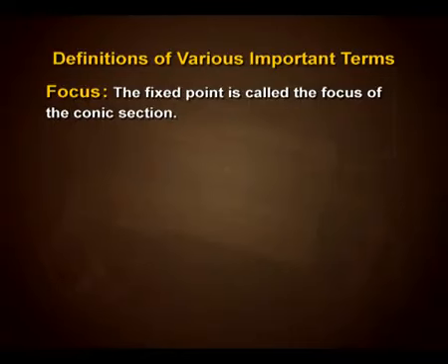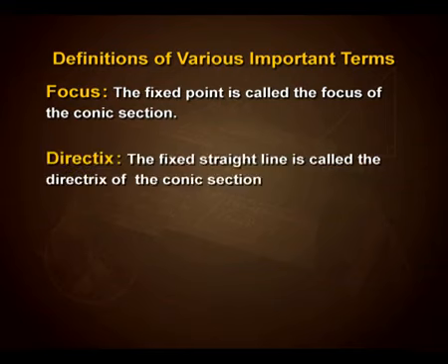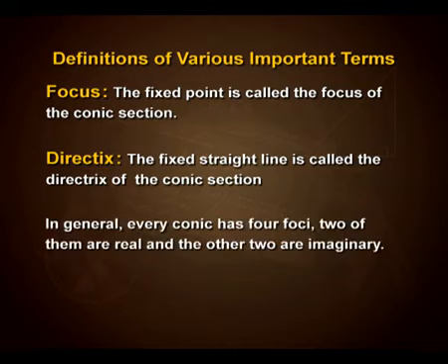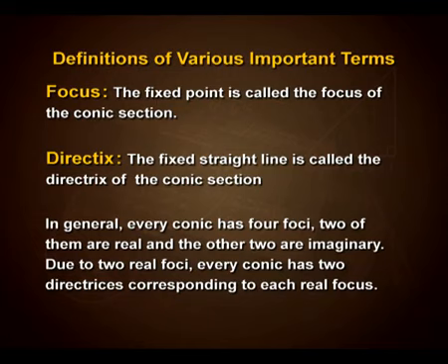What is focus? The fixed point is called the focus of the conic section. Directrix: the fixed straight line is called the directrix of the conic section. In general, every conic has 4 foci. 2 of them are real and the other 2 are imaginary. Due to 2 real foci, every conic section has 2 directrices corresponding to each real focus.